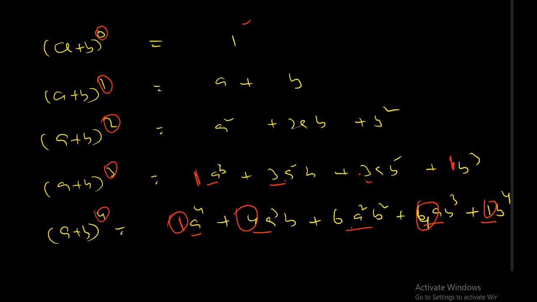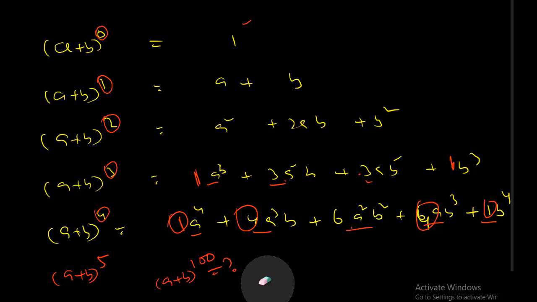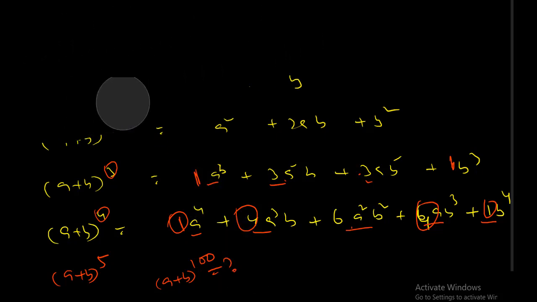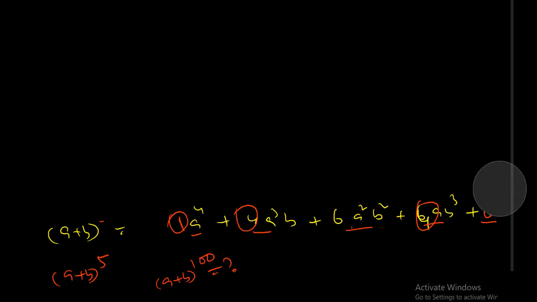But how to expand (a + b) to the power 5? With the help of this, I can expand. But directly I can't expand (a + b) to the power 10 or 100. So by using Newton's formula, you can expand (a + b)¹⁰. And what I explained with the Pascal triangle, or Pingala's triangle, you can expand (a + b)ⁿ to some extent with some conditions.